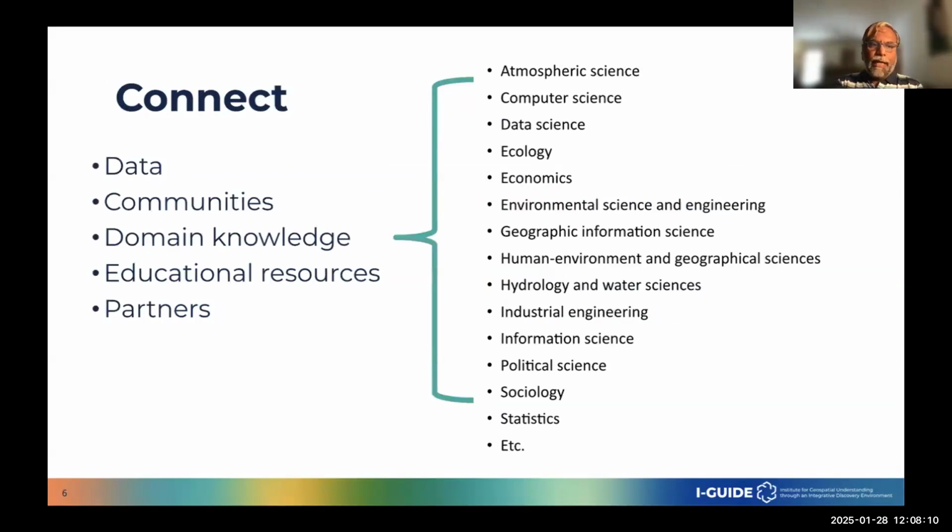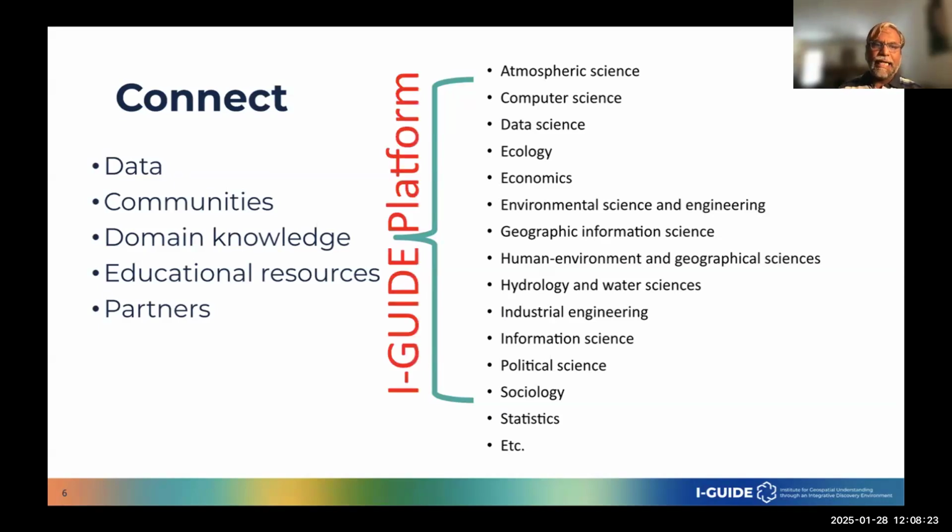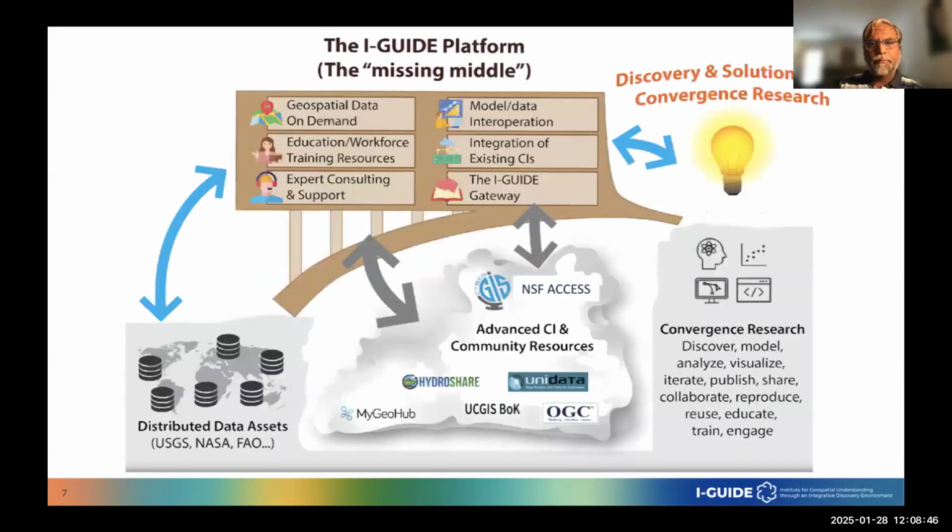So we have these data communities, knowledge, educational resources, partners, and we have these various science domains. The iGuide platform is connecting what we call knowledge elements, which are like, you could have datasets, you could have computational notebooks, you could have code, you could have publications, all those things that we need to share our research broadly, and also the environment for you to do the analysis on.